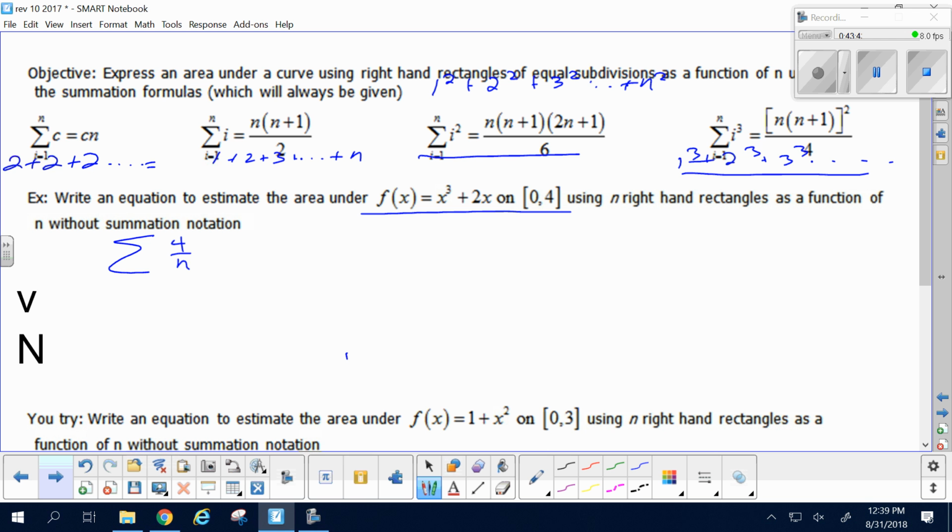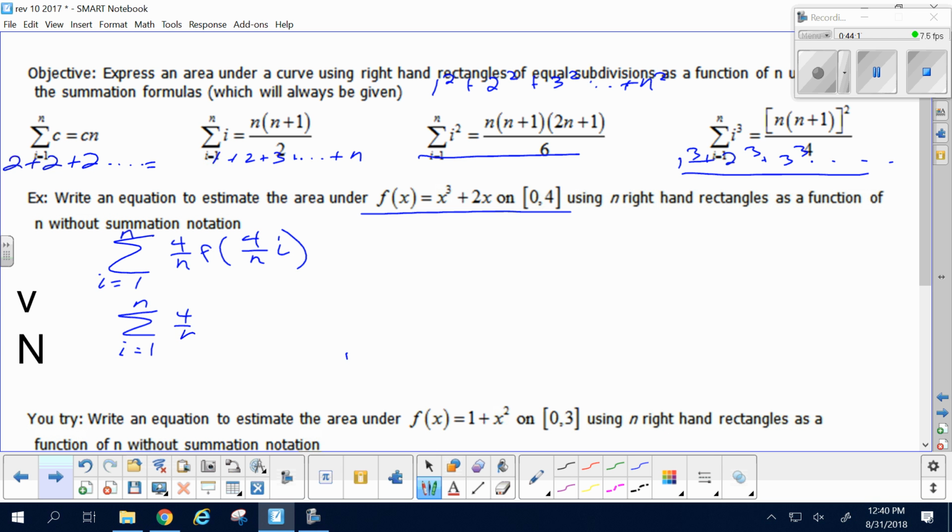4 over n. And f at starting at 0 is the nice case. What are the x's at which you will find the heights? What are x sub i's? They come from the starting plus how many deltas you've gone over. So f of 4 over n, how many times? i times, okay? And if I'm using right hand, I'm starting from 1 to n. Cool?